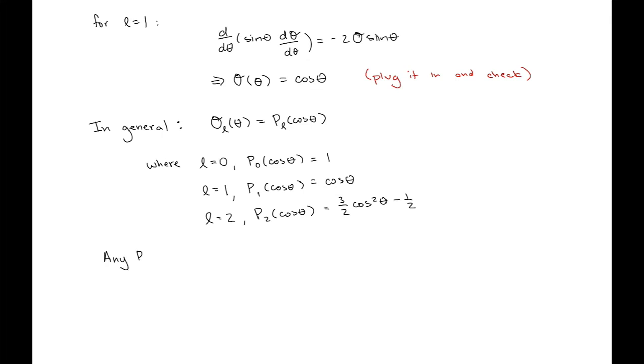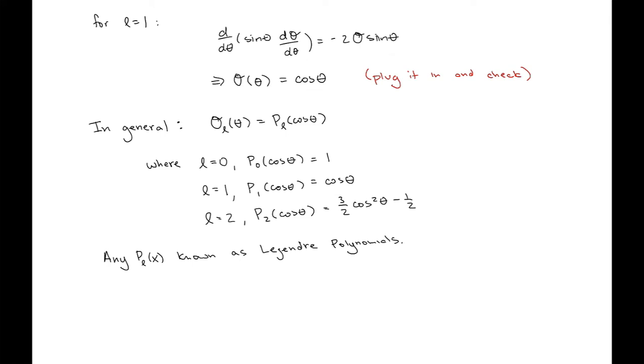Any P sub L of x, where x could be any function. In this case, x is cosine theta. X can just be x, or you can plug in another function in there. They are known as Legendre polynomials. I think I've been saying that wrong my whole life. I always call them Lagrange polynomials. Okay, Legendre polynomials.